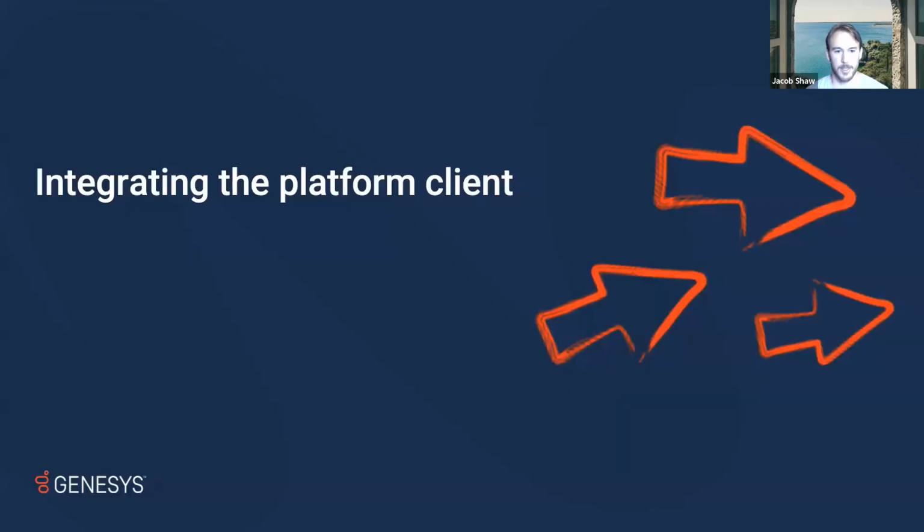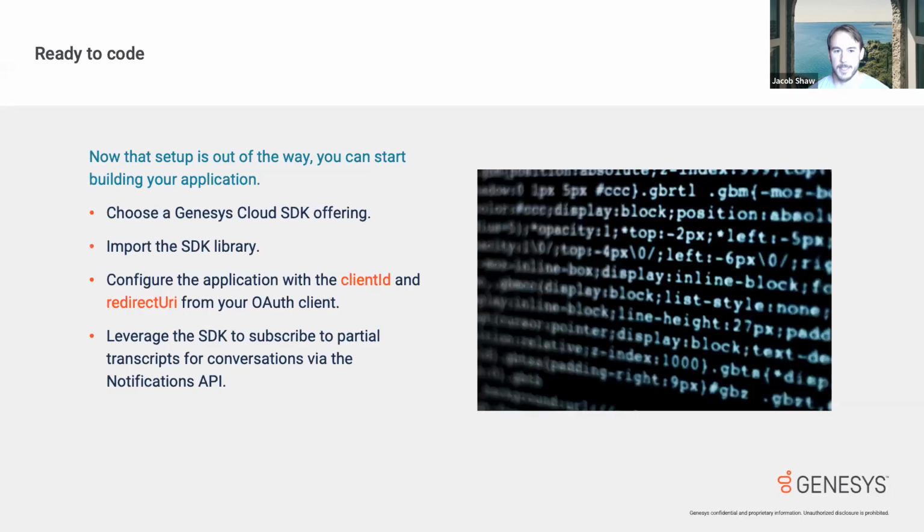Now we're going to talk about integrating the platform client SDK. So we got the setup out of the way. You can choose the SDK that you need for your application. In our case, we're going to be using the JavaScript SDK. So you're going to import that, and then you're going to configure the client ID and redirect URI from your OAuth client. And then you can, at that point, use the SDK to make your requests and get your partial transcript set up.